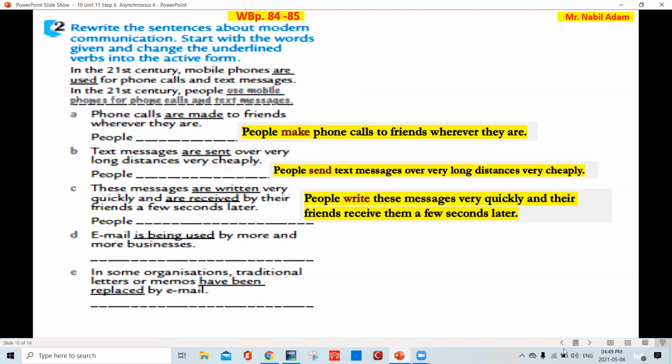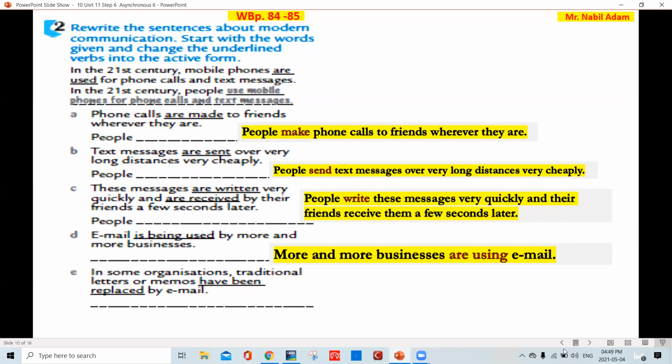Email is being used by more and more businesses. Begin with more and more businesses, which is the subject here. More and more businesses is or are? Are. Is being, we delete and add ing to the main verb. So more and more businesses are using email.